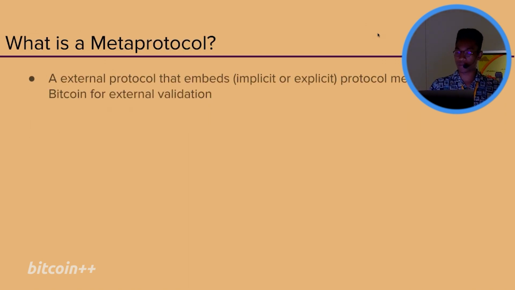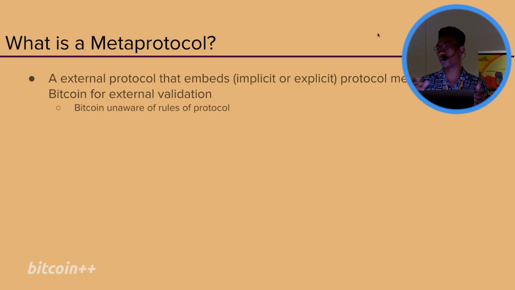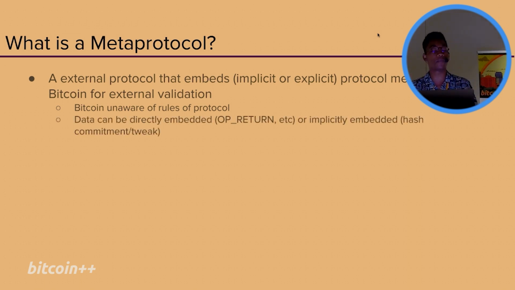So first, what's a metaprotocol? This is a very abstract definition. Basically, it's a protocol that embeds some external data within Bitcoin itself for external validation. But the key thing is that Bitcoin is actually unaware of the protocol rules. For example, you're putting some data in the chain, maybe explicitly, but Bitcoin doesn't actually know what's going on. Some protocols embed the data as an OP_RETURN, or maybe in multi-sig outputs, or others just embed a single hash and have a much lower profile within the chain itself.